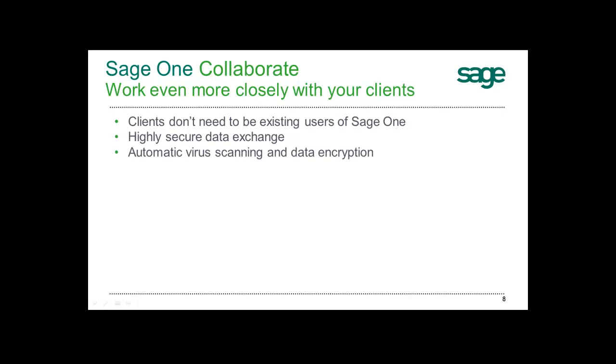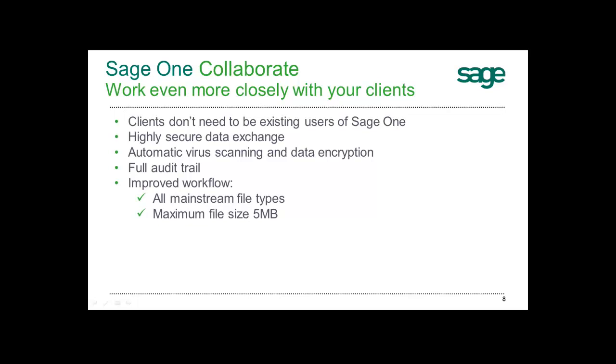Now with the Collaborate functionality, there's automatic virus scanning and data encryption. There is a full audit trail which allows the accountant to track the documents that have been sent, viewed and worked on. And there are 15 file types that can be uploaded at the moment, including PDFs, documents and CSVs. The maximum file size is 5 megabytes and the accountant has 1 gigabyte of storage available.